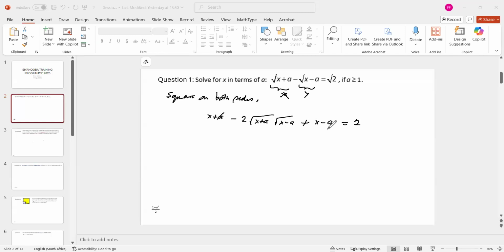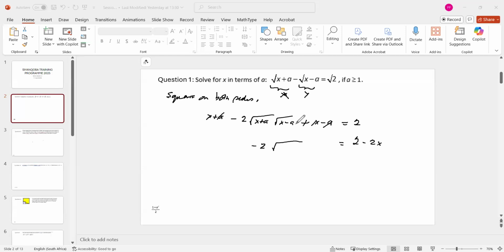Okay, now you can see that the a minus a will cancel off, and you got 2x on this side. So I can take the 2x on this side, x plus x, I'll bring it to this side. The reason being, I want to keep the square root sign intact on one side. So here, on this side, I've got 2 minus 2 into square root of x plus a into x minus a.